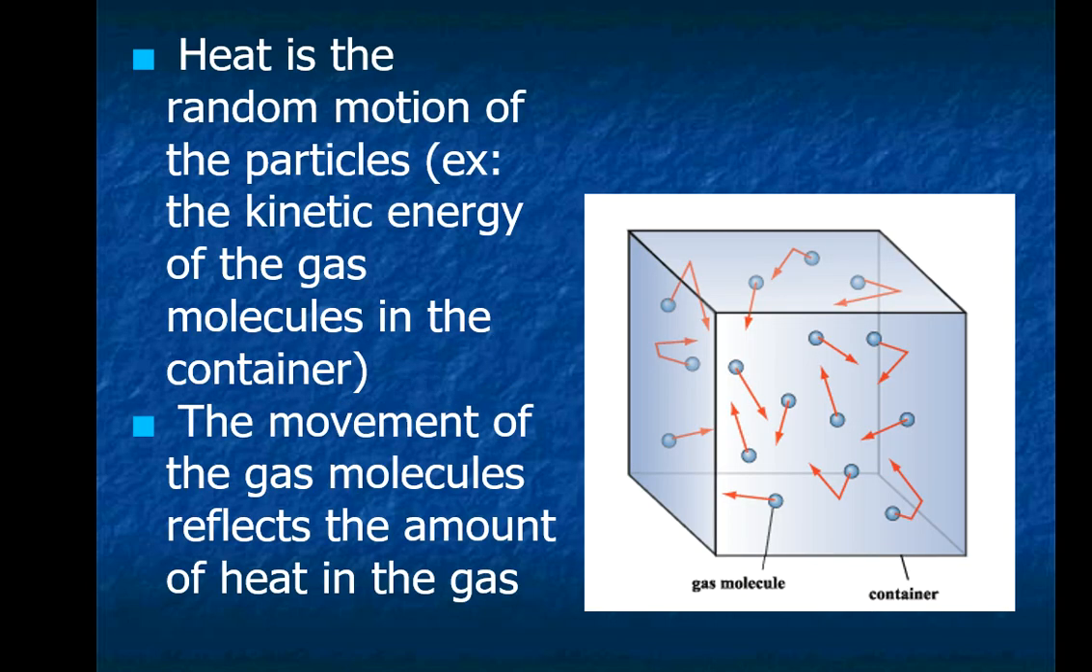Now, as we mentioned last week, thermodynamics studies how heat changes as it moves from one thing to another. We defined heat as basically the random motion of particles. For example, here we see the kinetic energy of gas molecules in this container. Now we know that heat is basically kinetic energy, which means moving energy. So the movement of the gas molecules reflects the amount of heat in the gas. The more heat these molecules have, the faster the molecules move.